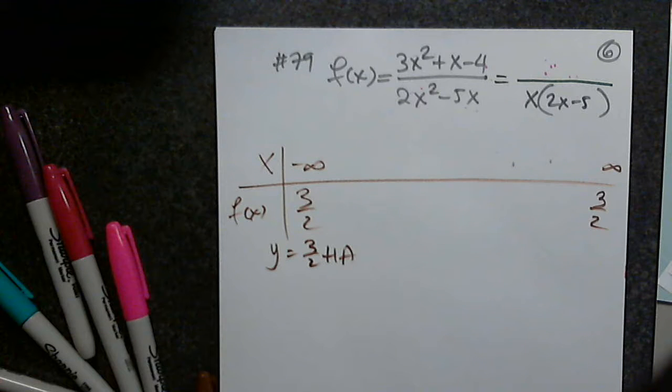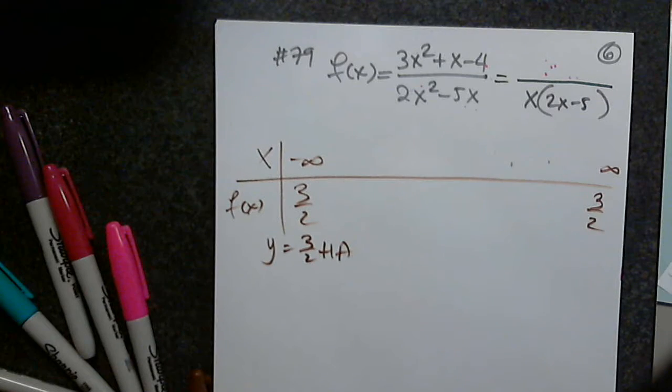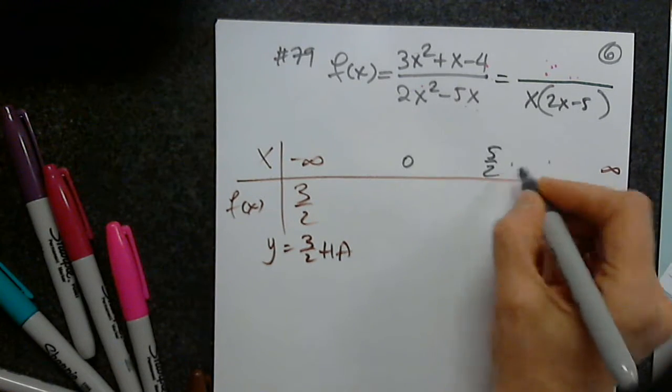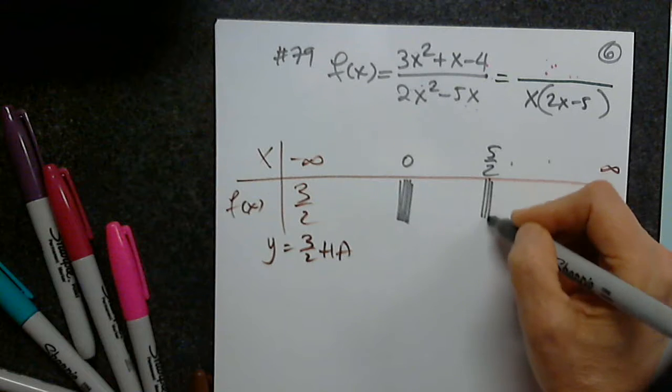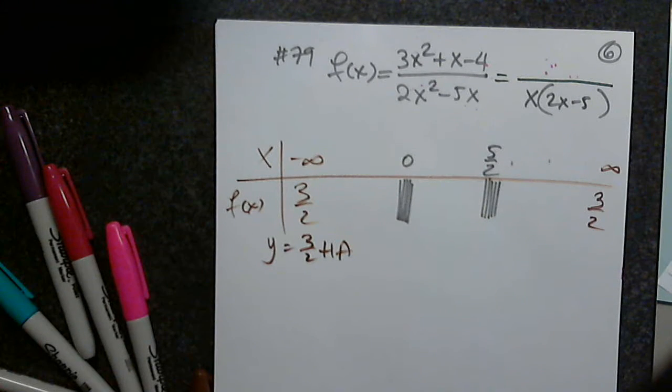Anything but 5 over 2 and 0. Do I know whether these are vertical asymptotes? Not yet. I think they will be, but it all depends on the top. Because if this factor goes away, then this will be a hole in the graph. If this factor goes away, then this will be a hole in the graph. If these two factors stay, both of them will be vertical asymptotes.